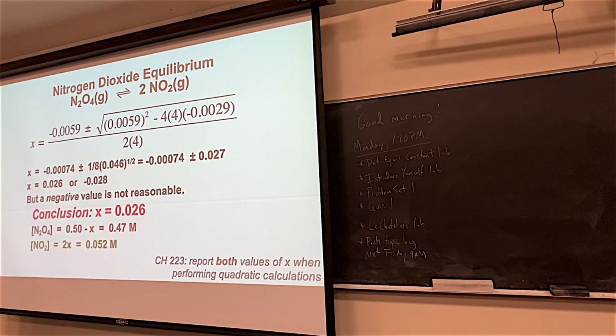So what that means then in this problem, if you have to have positive values, your x is positive 0.026 moles per liter. Now, if you remember from the first part, N2O4 was 0.50 minus x, so 0.50 minus 0.026, when you do the sig figs, is about 0.47 moles per liter. And the NO2, which was 2x, you would go 2 times this number to get 0.052.